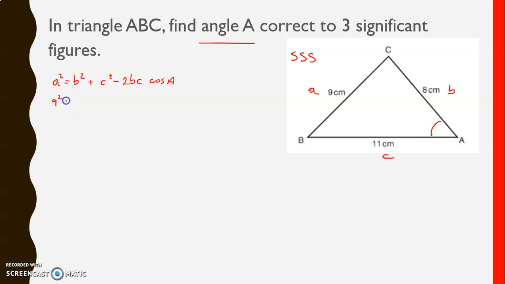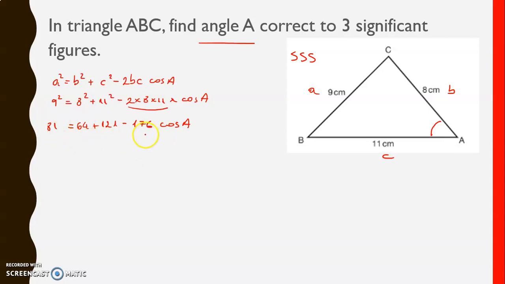Now we substitute the values we know. So that is 9 squared equals 8 squared plus 11 squared minus 2 times 8 times 11 times cos of A. Obviously we don't know the value of angle A, so that's why we leave the letter there. Let's calculate these numbers squared. So 81 equals 64 plus 121 minus this thing here, which is 176 cos of A.